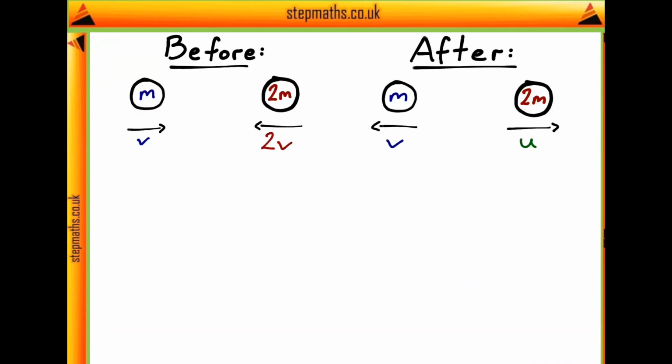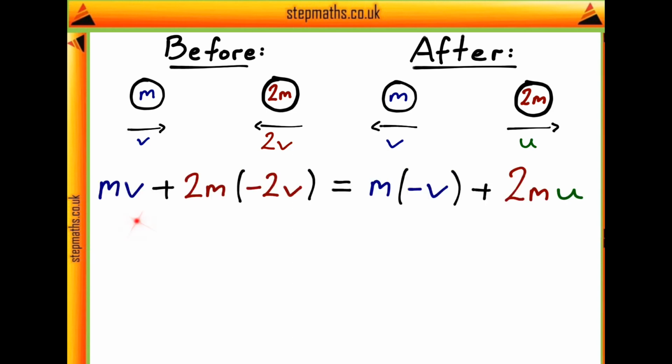Bearing that in mind, let's set up our equation for conservation of momentum. So our initial momentum here on the left is going to be equal to our momentum afterwards written here on the right. So the initial momentum is just the momentum of our mass m, which is just going to be mv, plus the momentum of our mass of 2m. So it's 2m multiplied by this velocity, which is negative because it's in the opposite direction. And then our momentum afterwards is going to be m multiplied by minus v, since this v is in the opposite direction to what it was initially. And then the momentum of our mass of 2m is just going to be 2mu, where u here is positive because I labelled it as being in this direction.